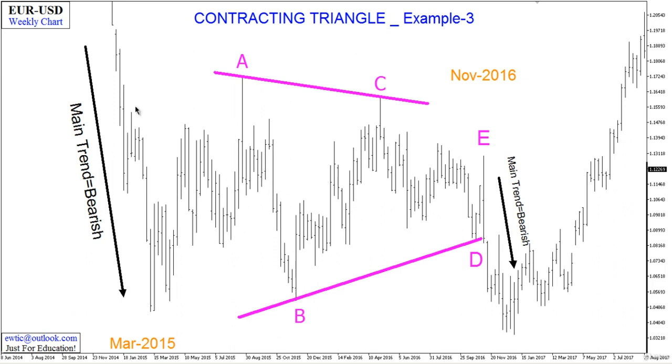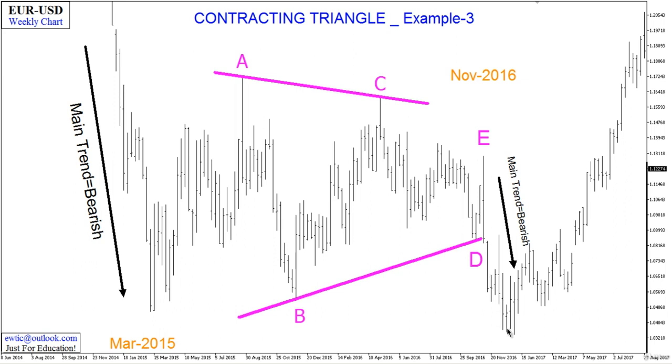Wave B is smaller than wave A. It did not go beyond the start of wave A. Wave C is smaller than wave B. Wave C did not go beyond the start of wave B, right? Wave B started from this point. Similarly, wave D is smaller than wave C, and wave E is smaller than wave D, right? This is a contracting triangle. The trend lines AC and BD, these 2 trend lines, converge, they contract, hence contracting triangle. After the completion of this triangle, the main trend to the downside resumed.